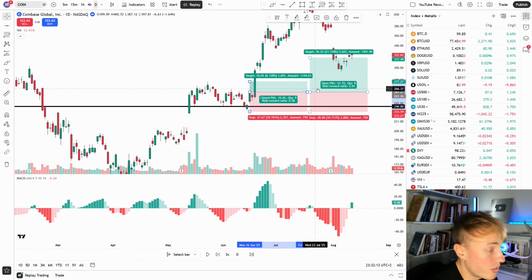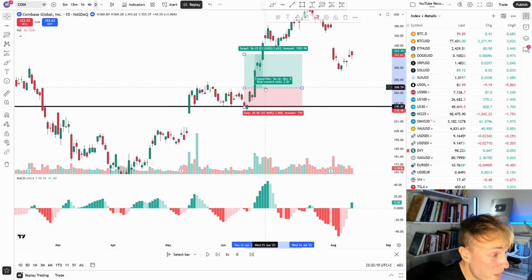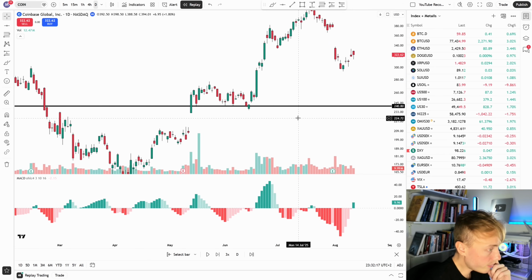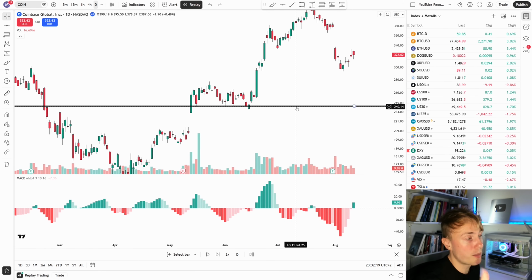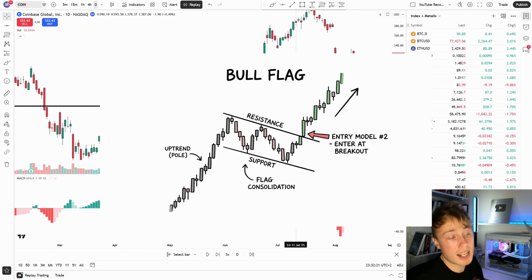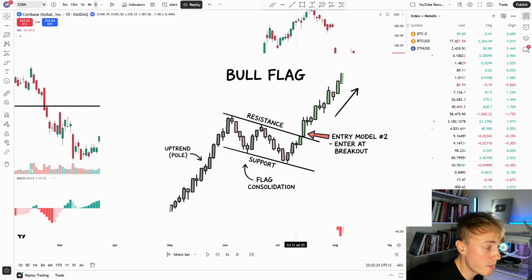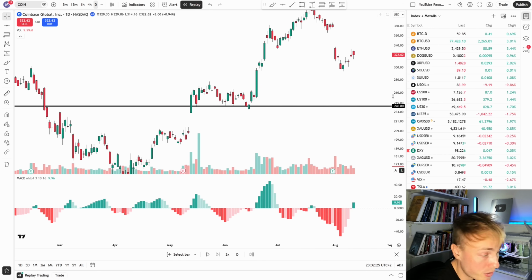There are many methods, but if you are a beginner, I would suggest a fixed risk to reward ratio. But that was just method number 1. Our second entry model is to enter at breakout, and this was actually a wonderful breakout example.